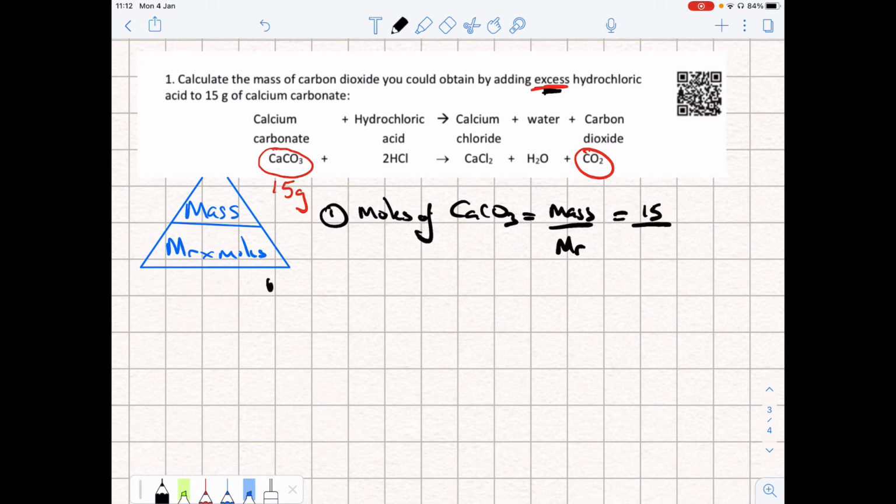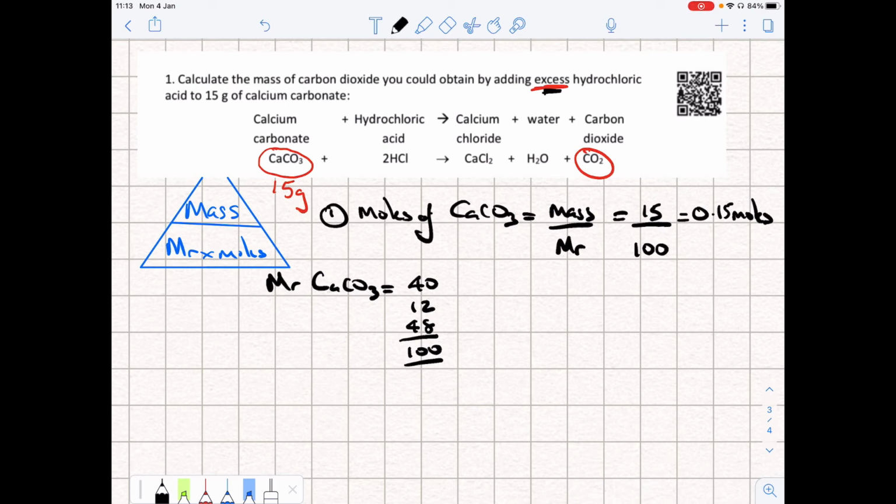The Mr, let's just take a second over here. So I've got the Mr for calcium carbonate. There is one calcium whose mass is 40. There's a carbon in there whose mass is 12. And there's 3 lots of oxygen. Each oxygen is 16, so that gives me a total of 48. Add those up and I get a total of 100. So the Mr is 100. So here I've got 15 divided by 100, and that's going to give me 0.15 moles of calcium carbonate.